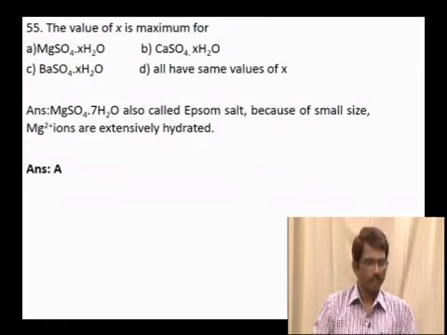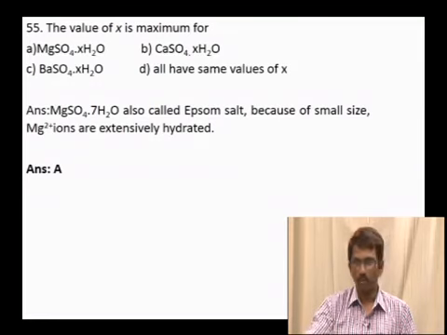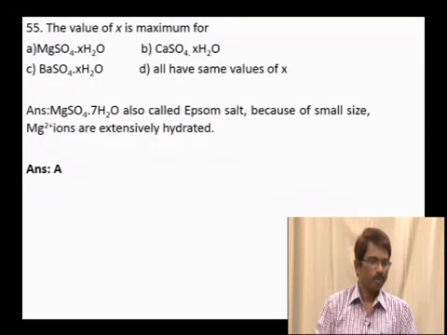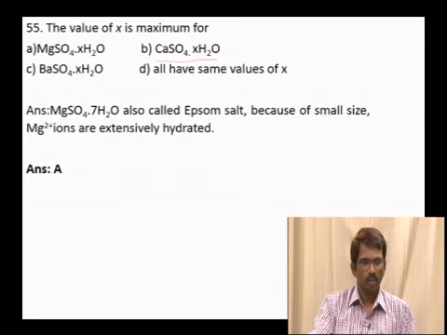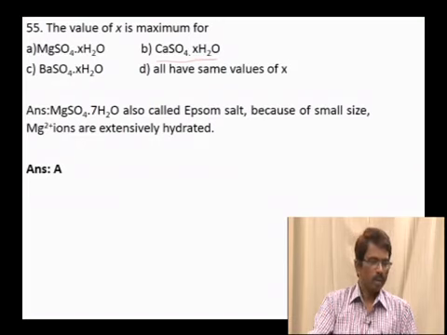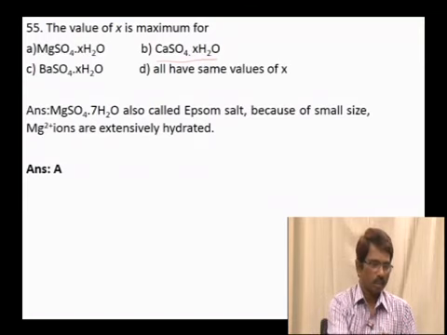Into question number 55. The value of X, that is the number of molecules of water which gets hydrated with the salt, is maximum for option A MgSO4.XH2O, option B CaSO4.XH2O, option C BaSO4.XH2O, and option D says all have same values of X. You know, barium sulfate is insoluble in water. The value of X for calcium sulfate is 2 because CaSO4 forms dihydrate, and MgSO4 will have 7 molecules of water of hydration.